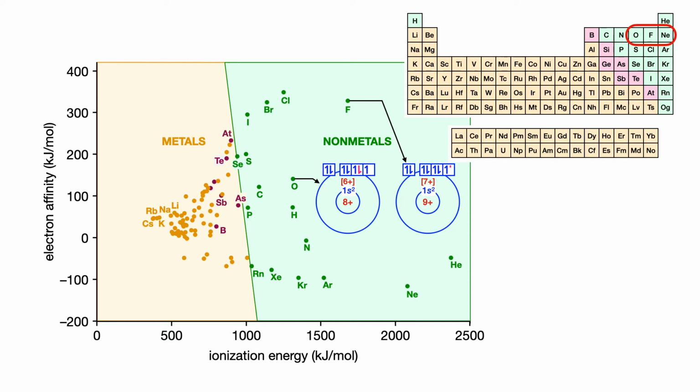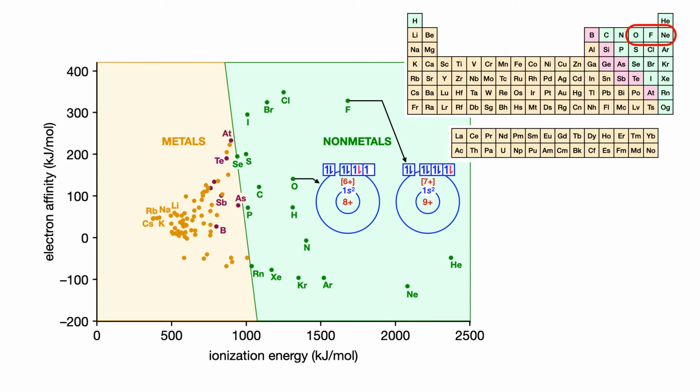And also, when a new electron comes in to join the party on fluorine, that 7 plus effective nuclear charge means that even more energy is going to be released when that electron joins the fluorine atom. So fluorine has a much higher electron affinity than oxygen does.